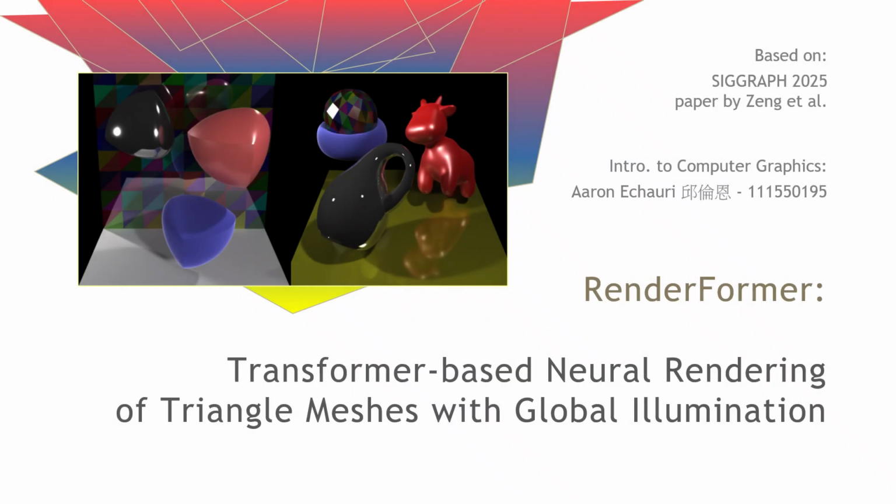Hello everyone. Today I'll talk about a recent SIGGRAPH 2025 paper called RenderFormer, Transformer-based neural rendering of triangle meshes with global illumination. My name is Aaron, and this is an individual presentation for our computer graphics course. Very roughly, this work asks the question, instead of doing global illumination with ray tracing or path tracing, can we let a transformer learn the entire rendering process directly from data, starting from a triangle mesh scene and outputting the final image?